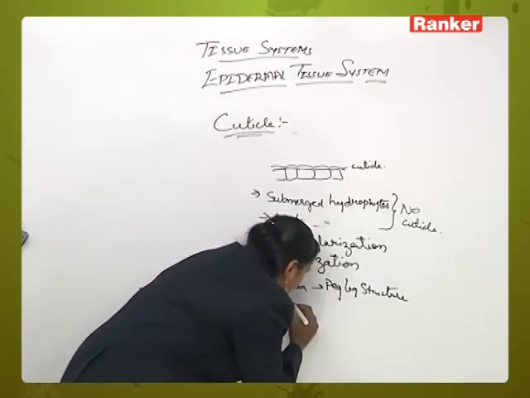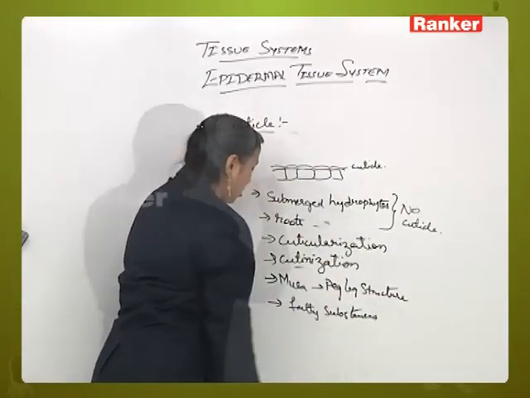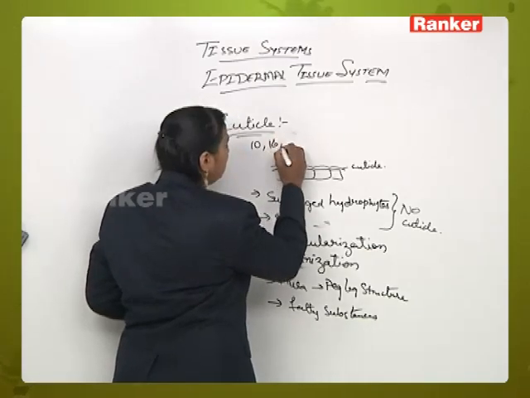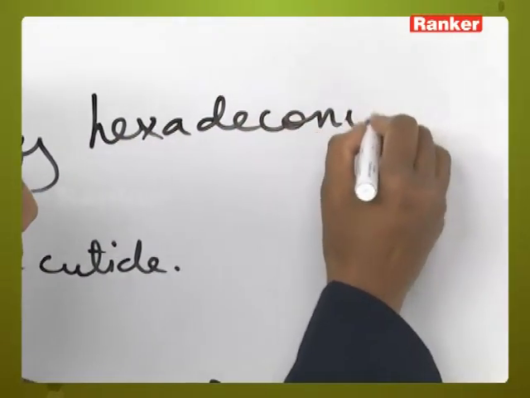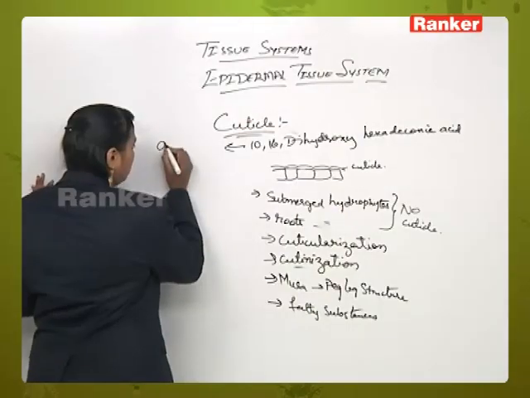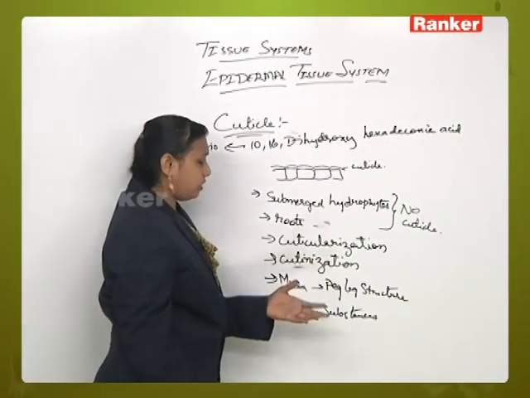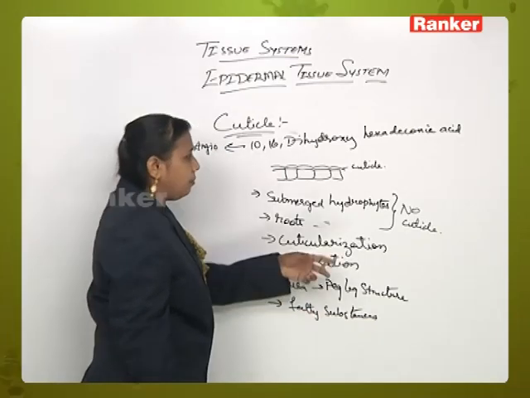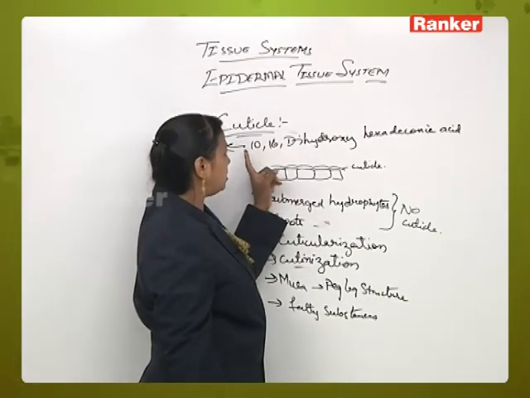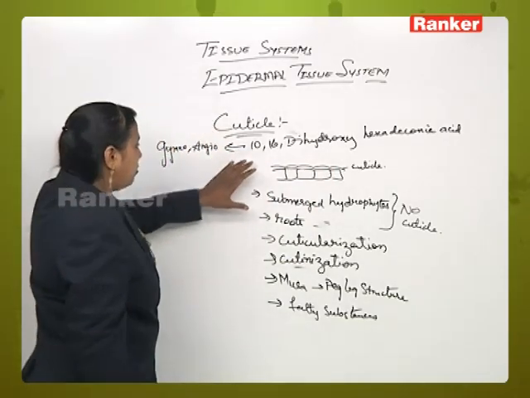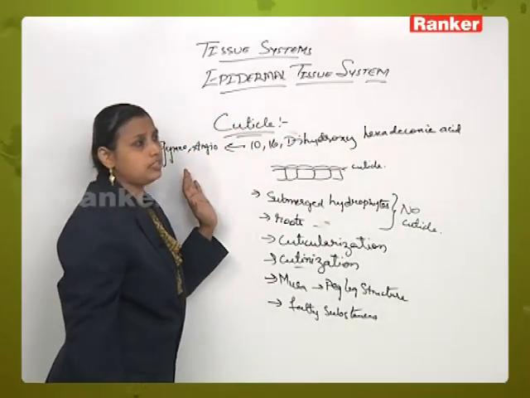Now this cutin is formed mixed with many fatty substances, such as hexadecanoic acid. Normally the cuticle is formed by a mixture of fatty substances, but in angiosperms and gymnosperms, the composition of the cuticle is because of the presence of this chemical, 10,16 dihydroxyhexadecanoic acid, because of which the formation of the cuticle occurs.